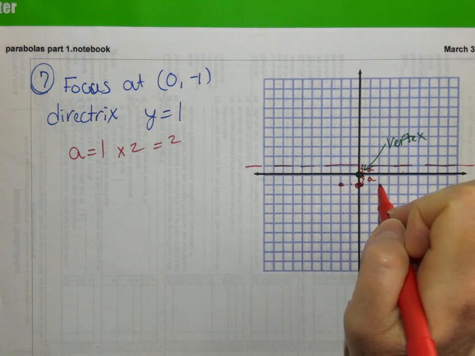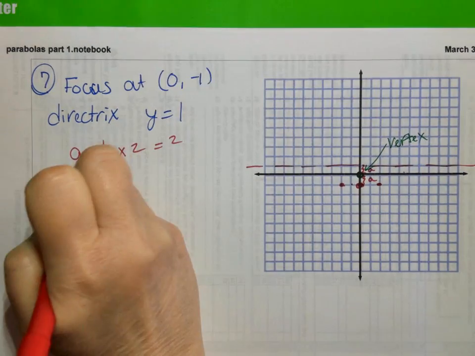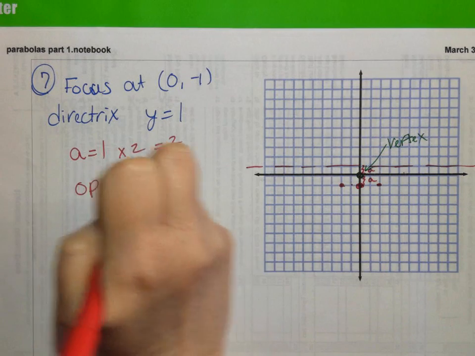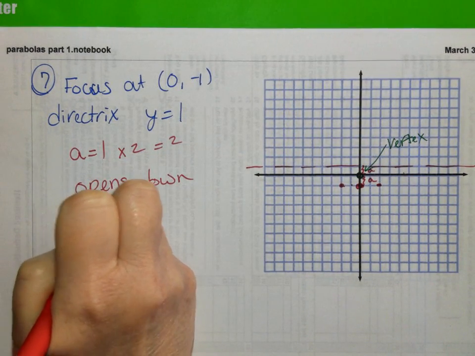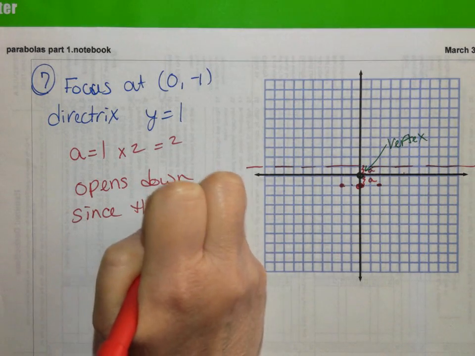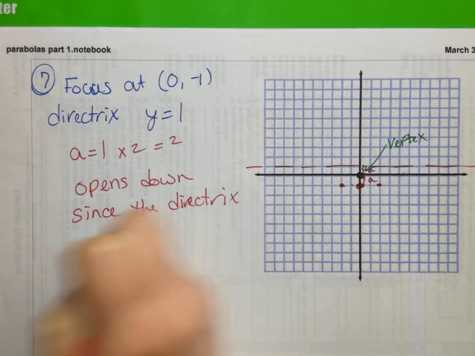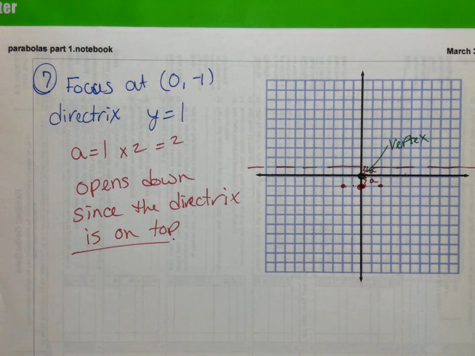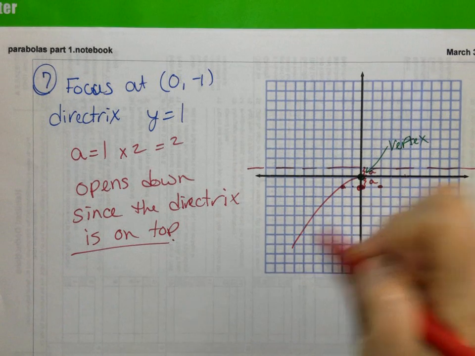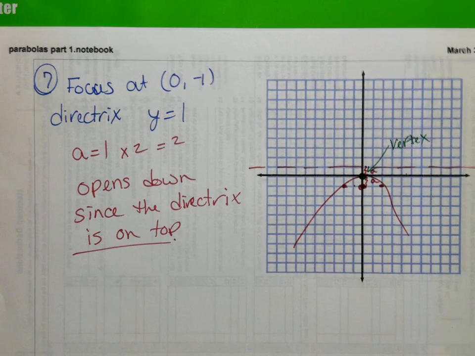Why am I going left and right? Because I need it to open down, since the directrix is on top, because it always has to go away from the directrix. So here's my parabola. Not so horrible. Let's try one more.